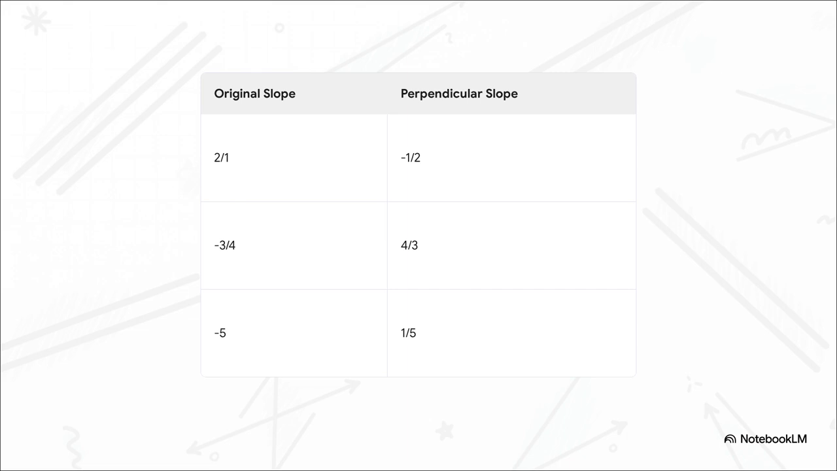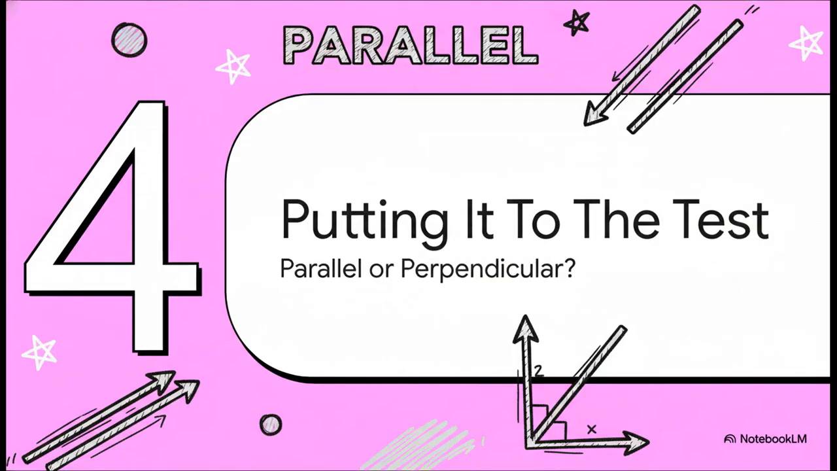Or look at the next one. Negative 3/4 becomes positive 4/3. It's a two-step dance every single time. Flip the sign, flip the fraction. Okay, theory's great, but let's put it to the test. We're going to look at two lines and decide, are they parallel, perpendicular, or just neither?